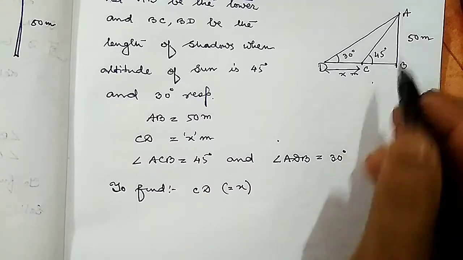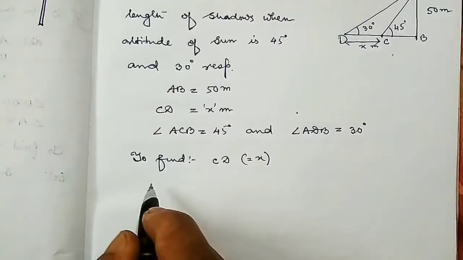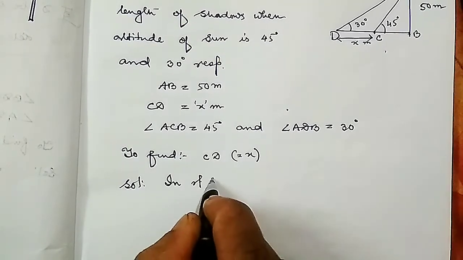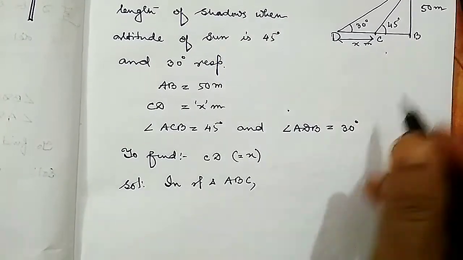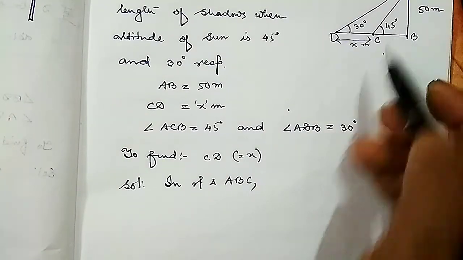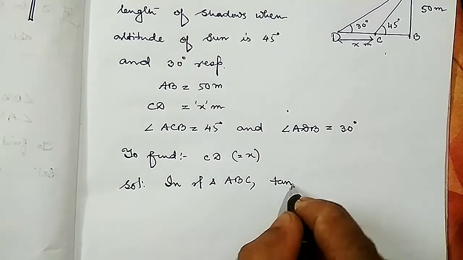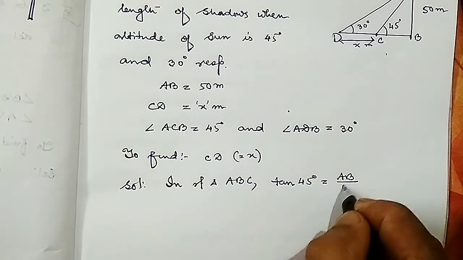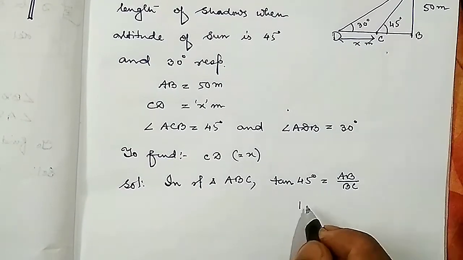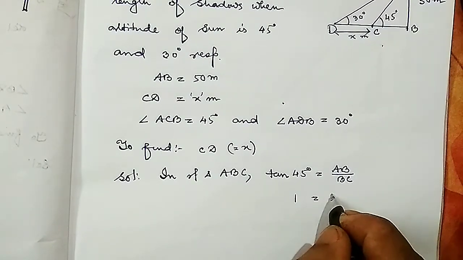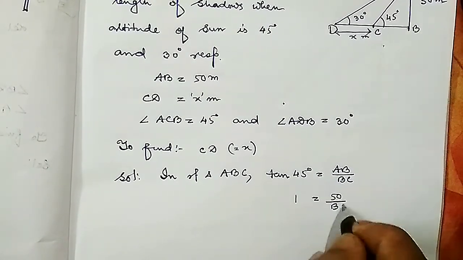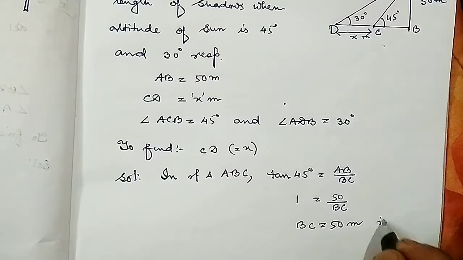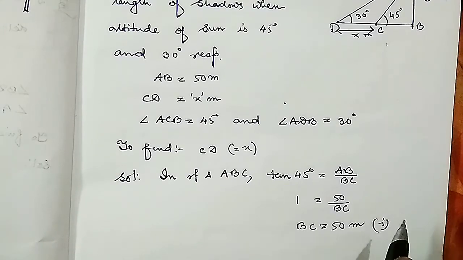Okay, so in the triangle ABC, in the solution part we can write in right triangle ABC, since we have to relate perpendicular and base, we have to use tan. So tan of 45 degree will be AB by BC. Tan 45 is 1 equals AB, AB will be 50 by BC. So if I cross multiply, I am going to get BC equals 50 meter. Let it be equation number 1. Okay, first part is clear.